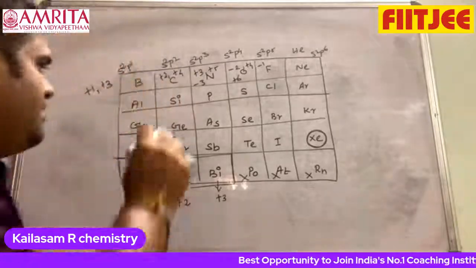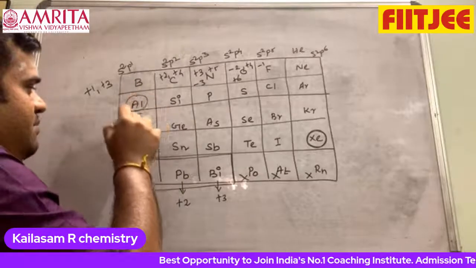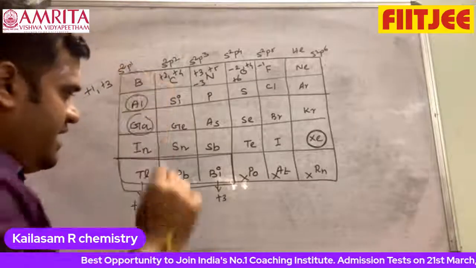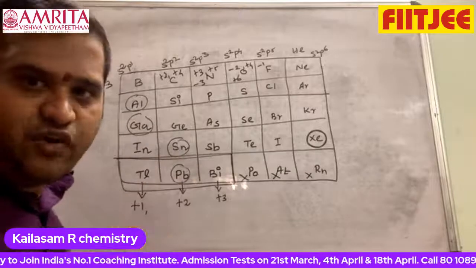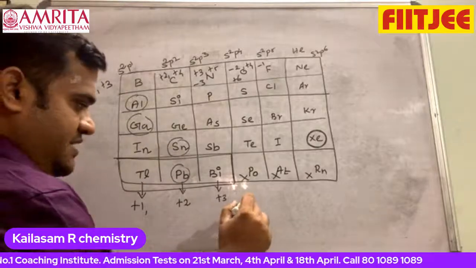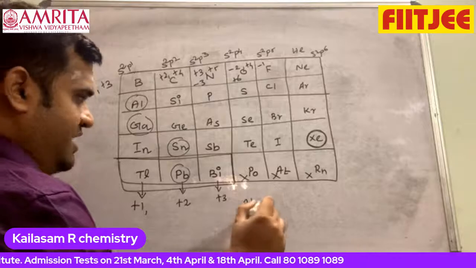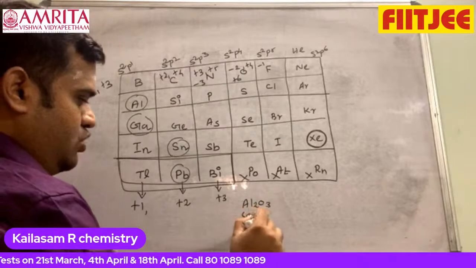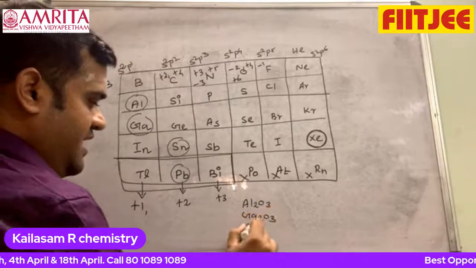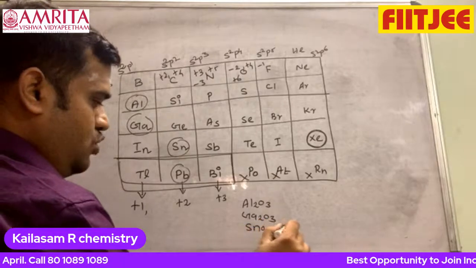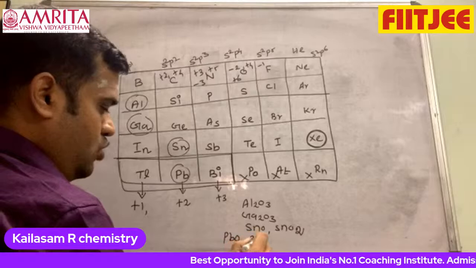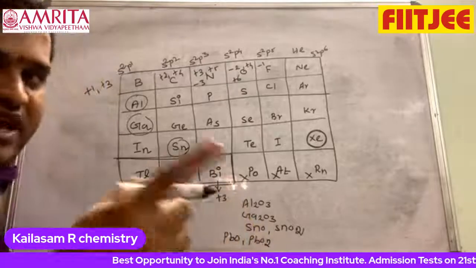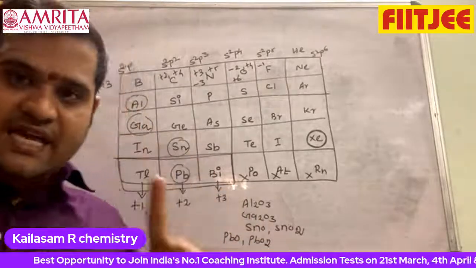And very interesting, we can say that aluminium and gallium both are amphoteric. Even tin and lead also, their respective oxides are amphoteric. That means Al2O3 is amphoteric in nature. Then Ga2O3 is amphoteric in nature. Then SnO and SnO2 are amphoteric oxides. And I can write PbO and PbO2 are also amphoteric. So what is the meaning of amphoteric oxide? They react with acid as well as base.